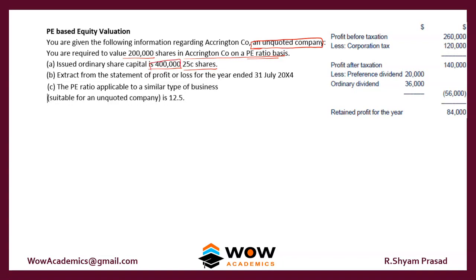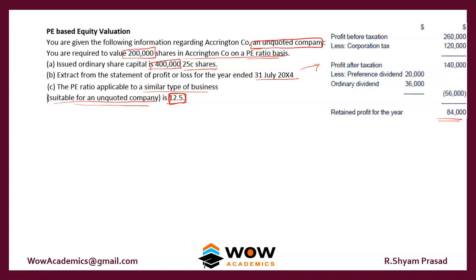Extract from the profit or loss account for the year ended 31 July 2004. So they have given you this data. The PE ratio applicable to a similar business is suitable for an unquoted company, so we don't need to adjust it. It has already been adjusted. The PBT is 2,60,000. Corporation tax is given. PAT is given. Preference dividend, ordinary dividend, and retained profit for the year are given. So we have to find the value of 2 lakh shares.